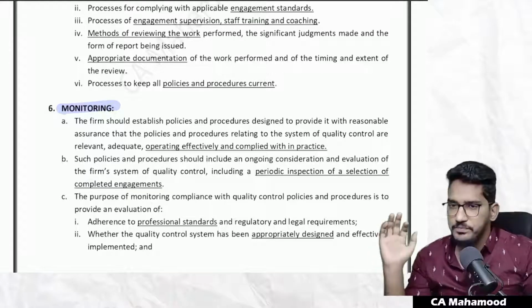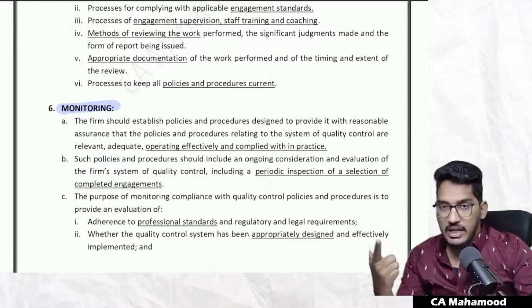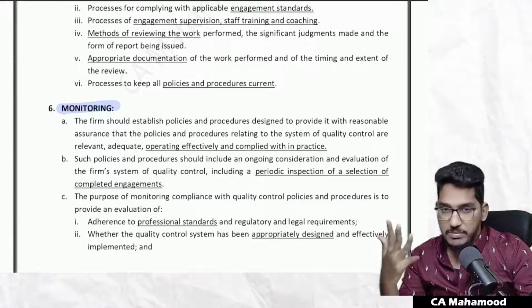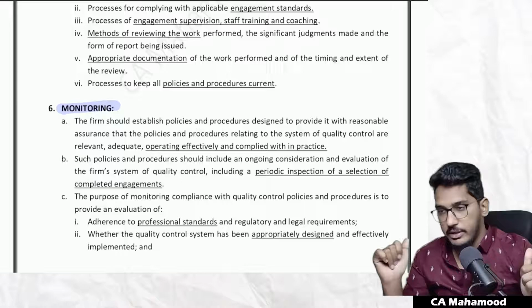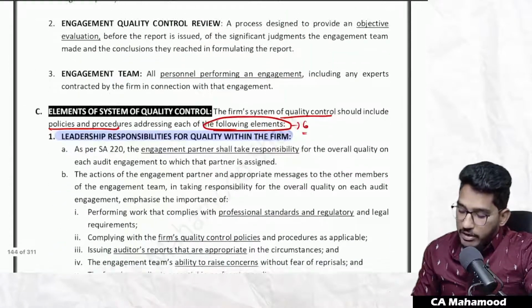Repeat for one last time. What are the 6 elements? Number 1, leadership responsibility for quality. Number 2, ethical requirements. Number 3, acceptance and continuation of client relationship. Number 4, human resources. Number 5, engagement performance. Number 6, monitoring.